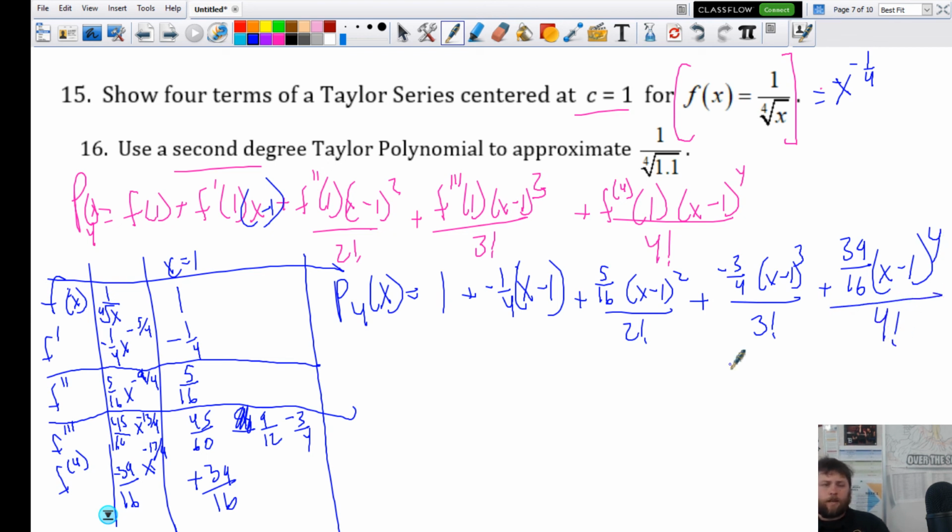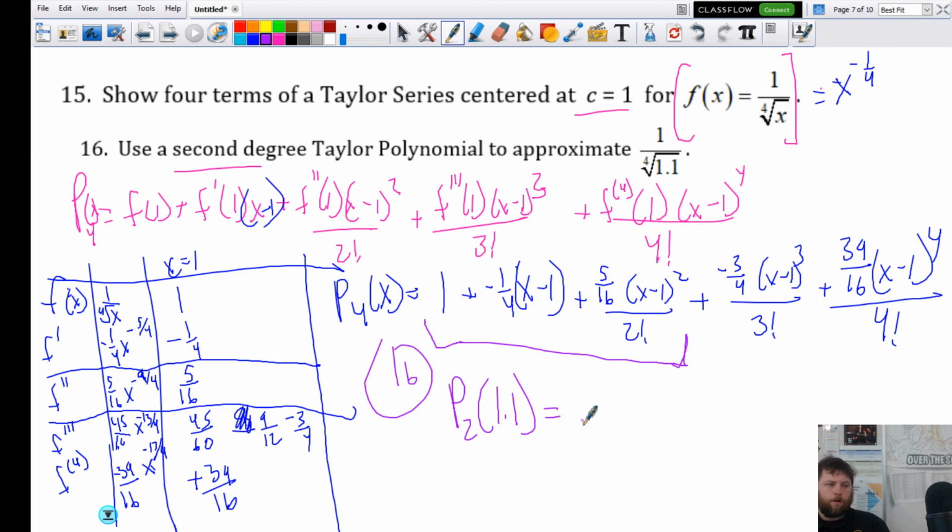Simplify that. I dare you. You're not down. Okay, you plug in the 1.1. Now it only wants the second degree. Second degree means I only go up to this guy right here. And this would definitely be a calculator question. So I'm going to say P2 of x is second degree. Actually, I'm going to say P2 of 1.1 to be technically correct because I'm plugging in 1.1.